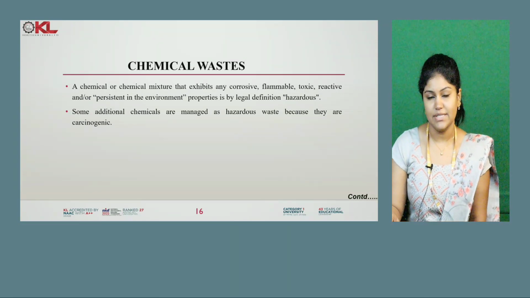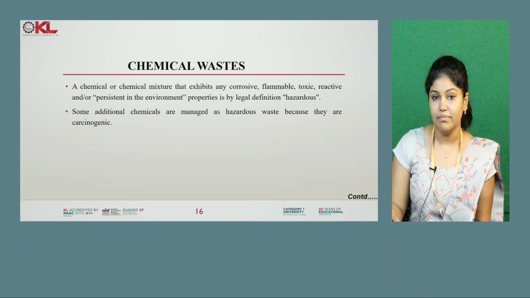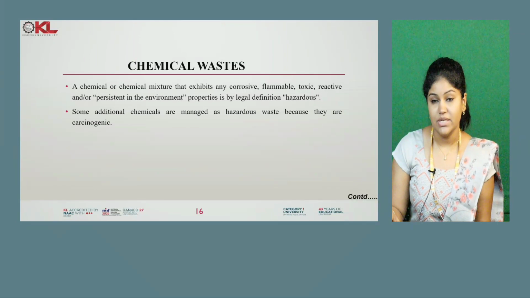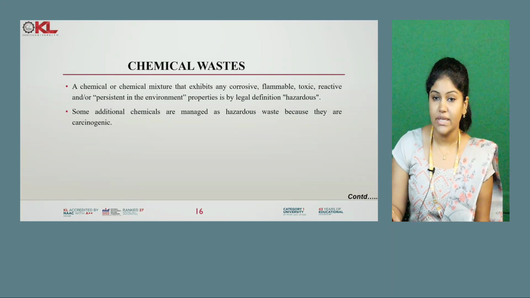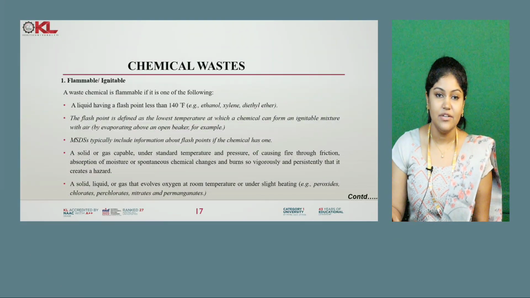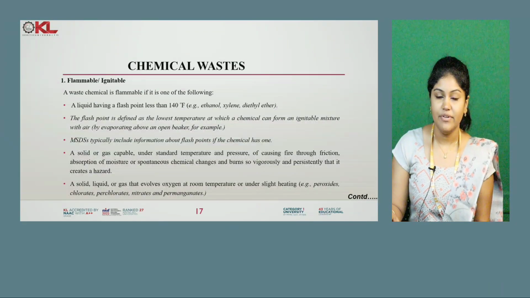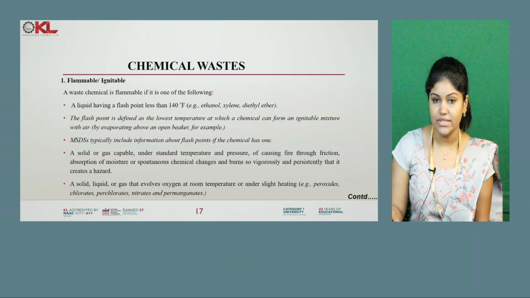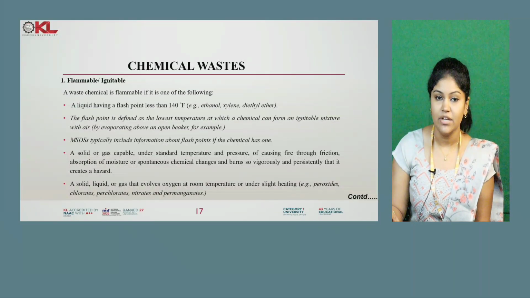Coming to the chemical waste. Chemical waste means it can be a chemical mixture which exhibits corrosive, flammable or toxic properties. It can also persist in the environment. Some additional chemicals are managed as hazardous waste because they are carcinogenic in nature. So for chemical waste, first is flammable. In the flammable category, we can see a liquid having a flash point less than 140 degrees Fahrenheit. It comes under flammable waste.